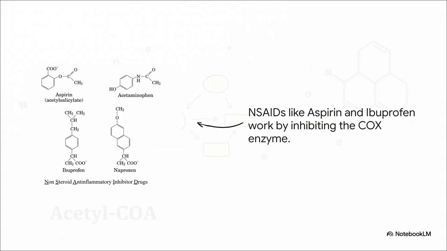And that right there explains how some of the most common medicines on the planet actually work. NSAIDs, or nonsteroidal anti-inflammatory drugs like aspirin and ibuprofen, work by going straight for that COX enzyme. They physically block it, stopping this entire pathway in its tracks, which prevents the production of the prostaglandins that cause all that inflammation and pain.